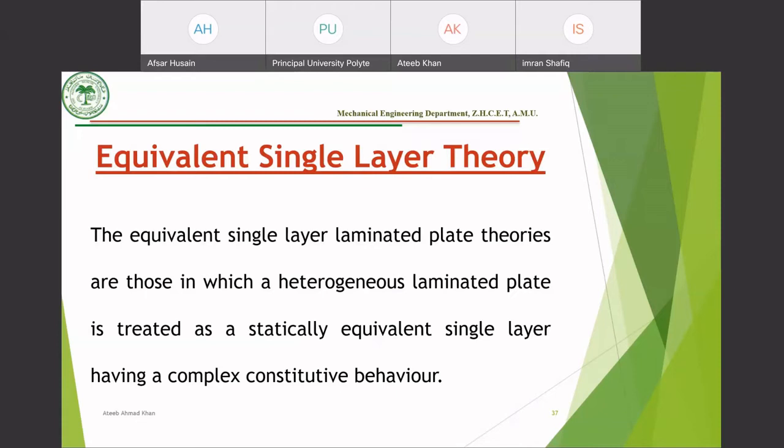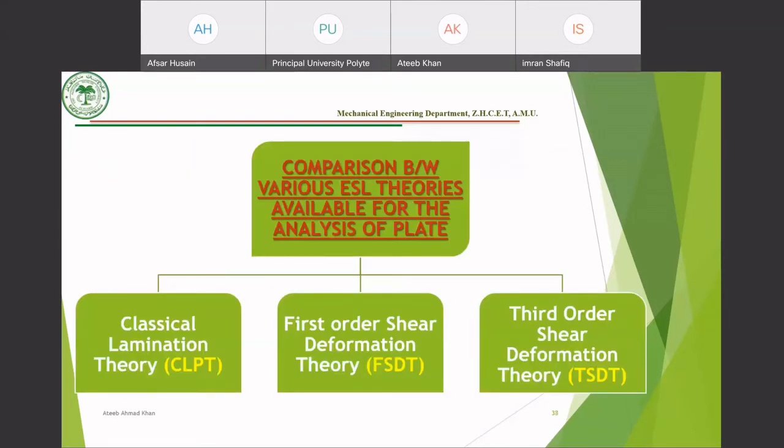If we talk about an aluminum bar or aluminum beam, the deflection of that beam will be simply PL upon AE, but for the FGM beam, it will not be PL upon AE because the constitutive behavior will be more complex, which we will see in the coming slides. Now I'll be comparing these three theories: the classical laminated plate theory, which is one of the most popular theories for plate analysis, and it was one of the earliest theories given.